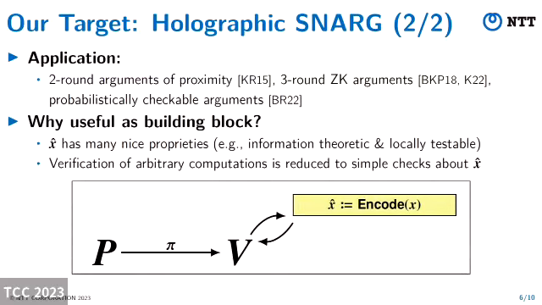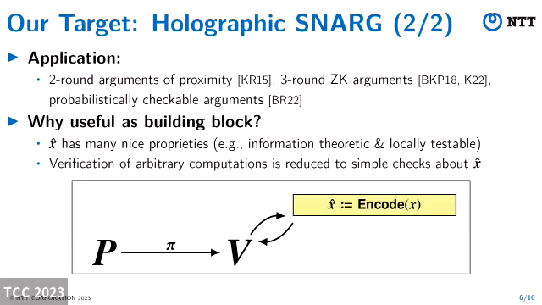Very roughly speaking, they are useful as a building block because in the existing scheme, the encoding of a statement has additional nice properties, such as being information theoretic and locally testable. At a high level, being information theoretic is useful to obtain a round optimal protocol, because if the encoding is information theoretic, we can encode the statement without sampling any cryptographic object as a setup. So we can save one round.